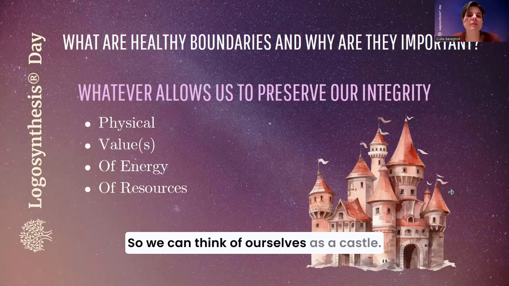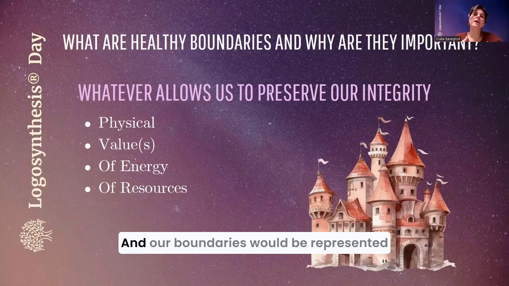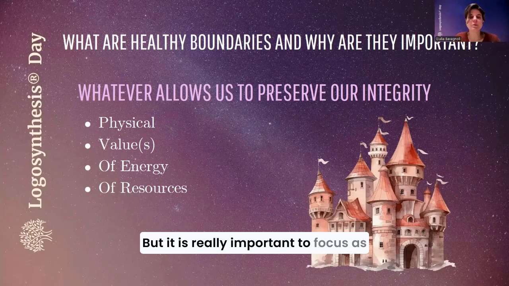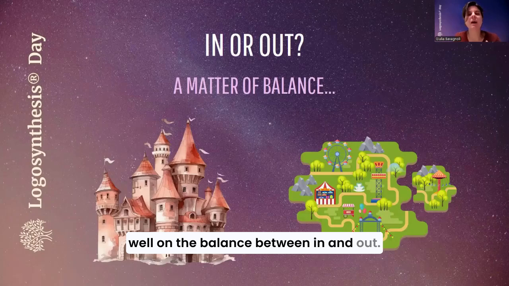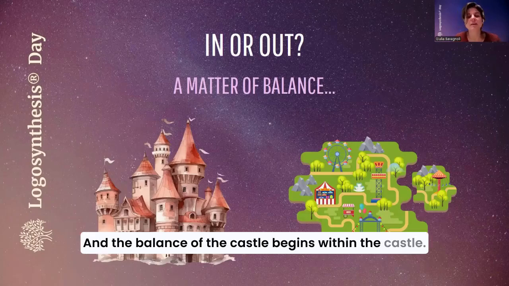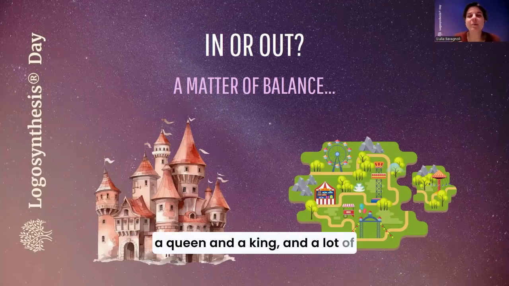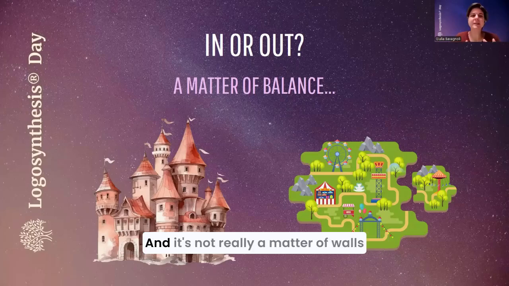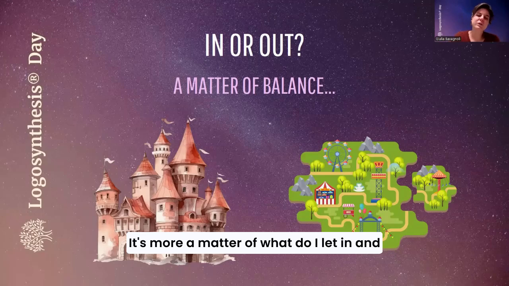So we can think of ourselves as a castle, not only the building, of course, but all the people living inside, and our boundaries would be represented by the walls of the castle. But it is really important to focus as well on the balance between in and out, and the balance of the castle begins within the castle. So let's say that in the castle there are a queen and a king, and a lot of people are participating in the life of this castle and in the good functioning of this castle. And it's not really a matter of walls or frontiers or strong and solid boundaries. It's more a matter of what do I let in and what do I let out.